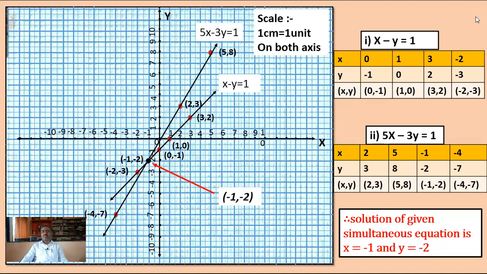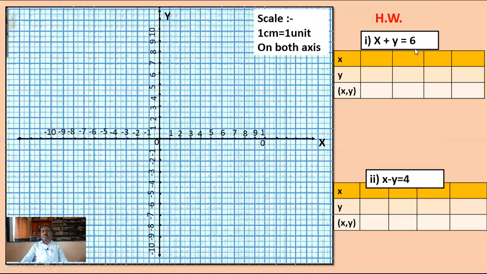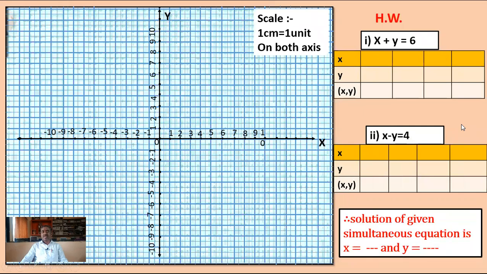Today's homework. Find the solution of the given simultaneous equations x plus y is equal to 6 and x minus y is equal to 4, by using the graphical method.